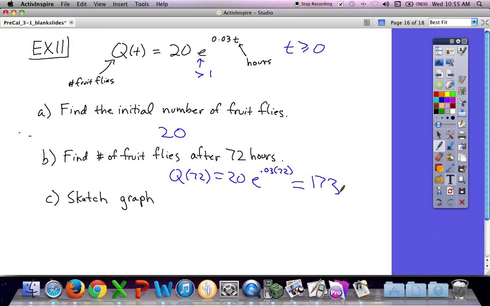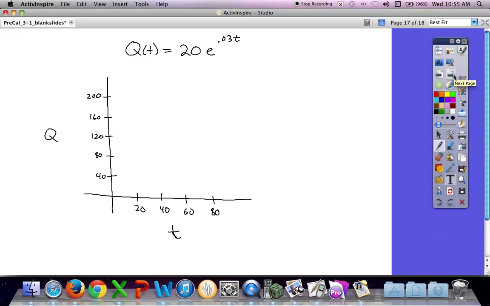So, and we have a point. We have 1 point, right? We have the point (72, 173) should be a point on the graph. So if I sketch that graph here, right? So 20 is the y-intercept. That's the initial amount, 20.